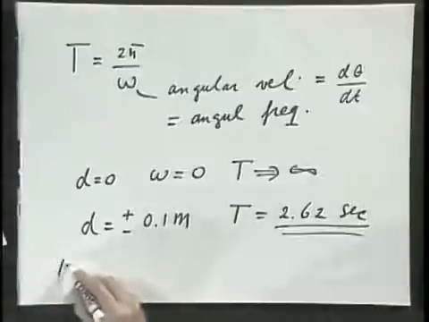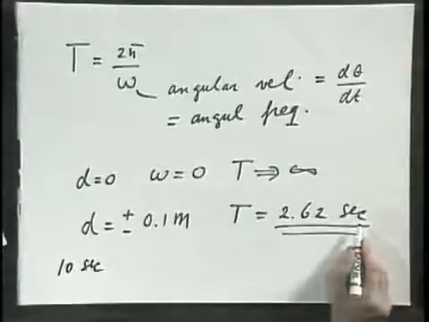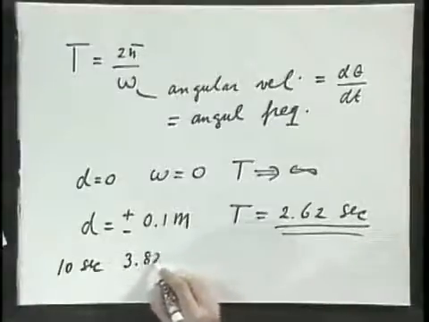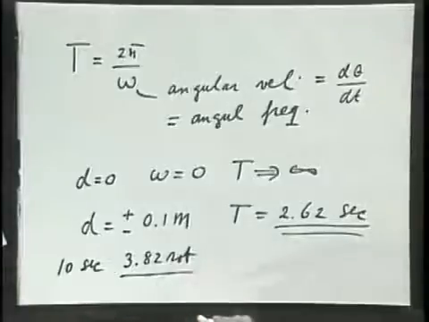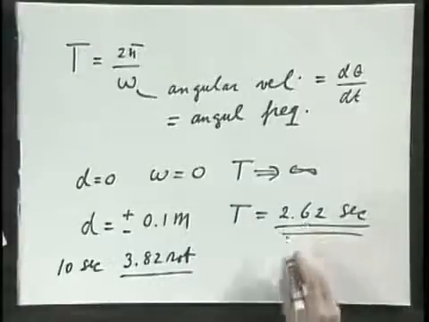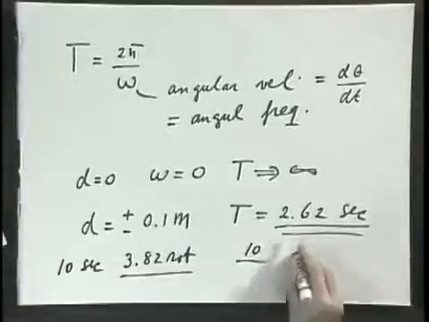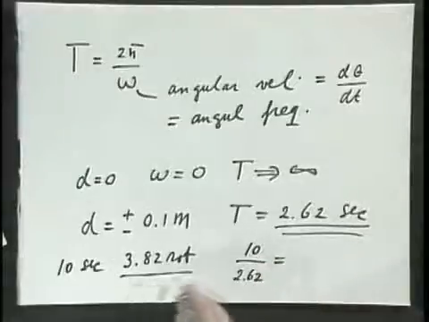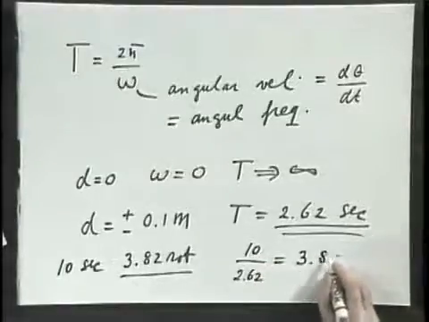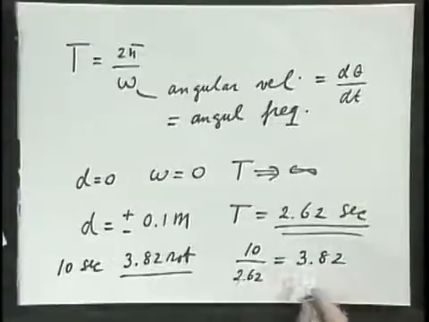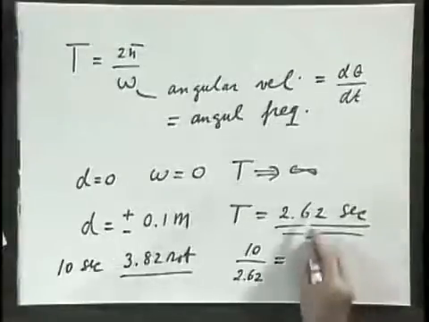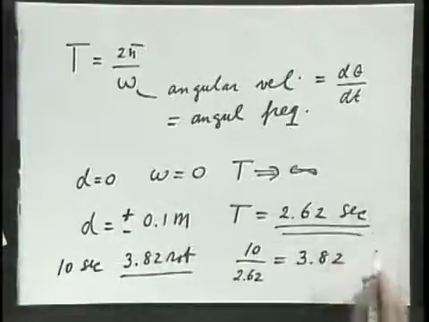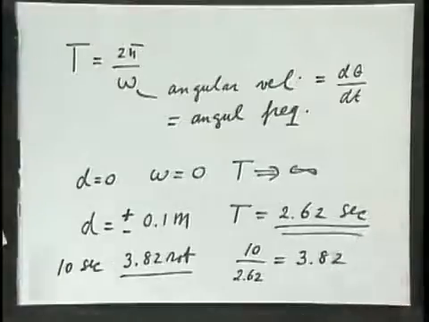That means if I wait 10 seconds, it will have made, remember, 3.82 rotations. We calculated that just a few minutes ago. If I wait 10 seconds and one rotation takes 2.62 seconds, then indeed I find exactly the number that we had before, 3.82. So in 10 seconds, it makes 3.82 rotations, because if I hit it at a distance 0.1 meter from the center, it takes 2.62 seconds for a full rotation.